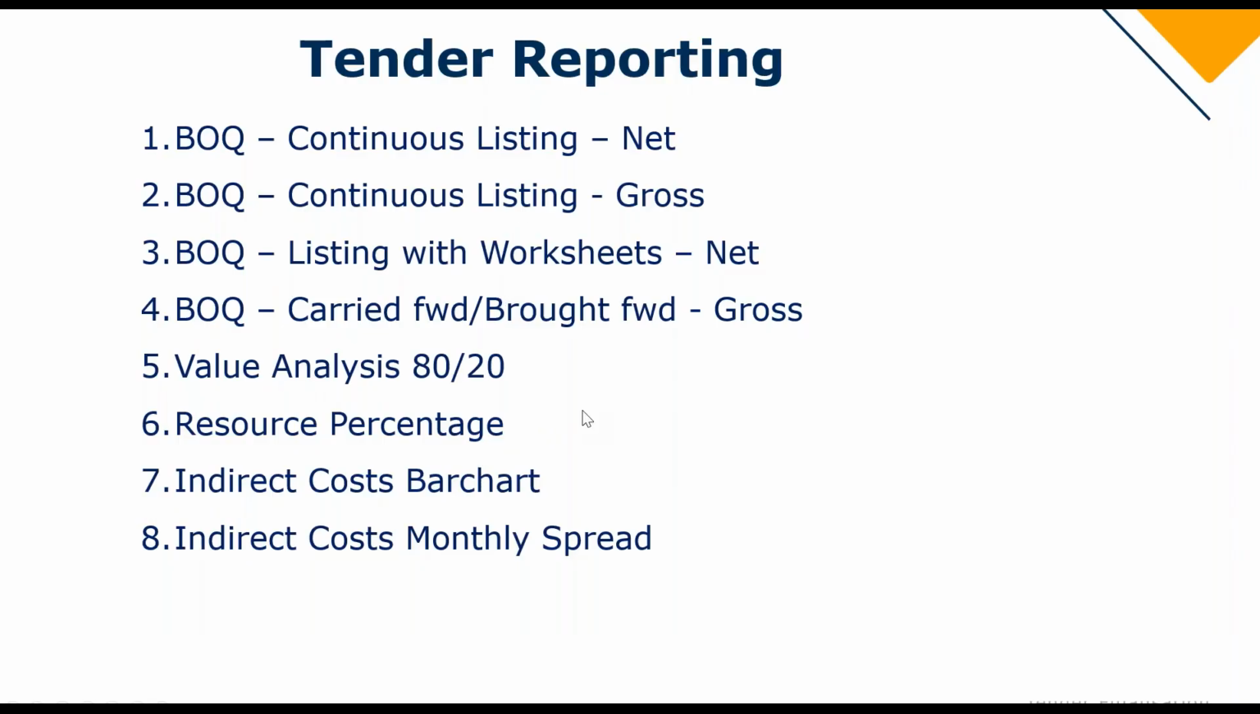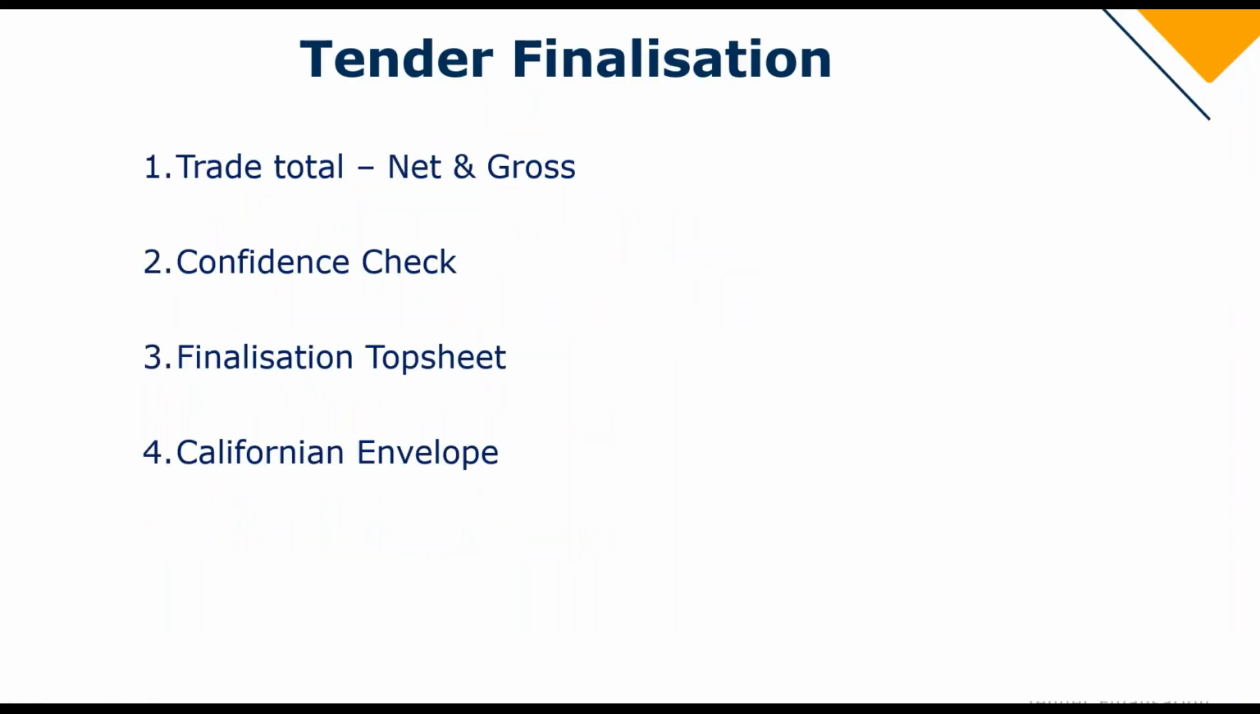So now that we've looked at all these reports, we will now look at the tender finalization. We will now do a trade total, looking at our net and our gross. We'll do a confidence check. We'll do a finalization top sheet, and we will look at a Californian envelope. So this is the process that we suggest you use when using Candy to do a tender finalization.